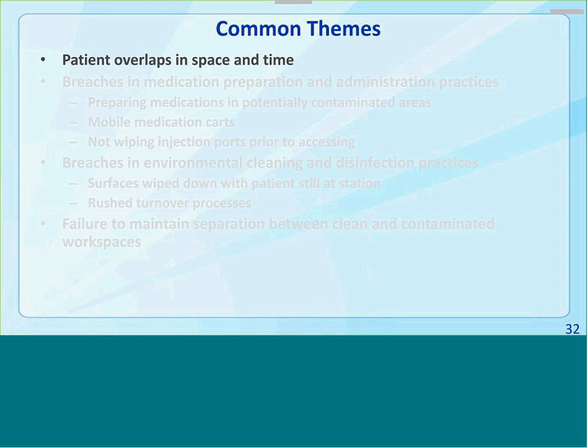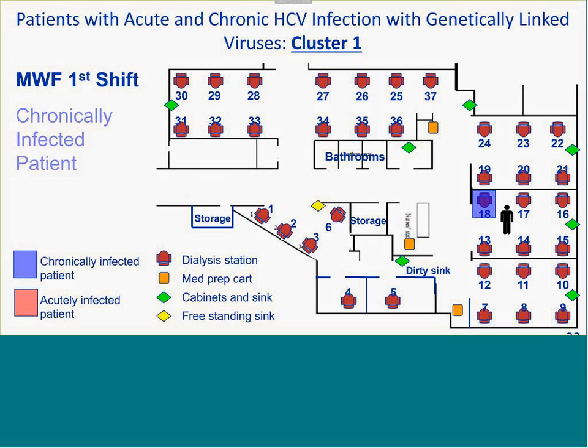Okay, and we're on slide 32. So go fast now. Some of the common themes: patient overlap in space-time. Here we go. This was a cluster of infections at one center. I'm going to show you 6 slides, but they actually had 3 clusters of hepatitis C acquisition. There were 3 different strains of hepatitis C when CDC did this investigation.